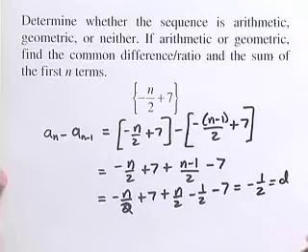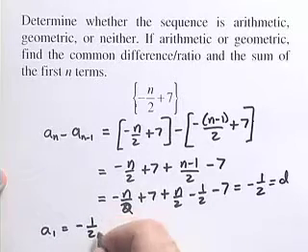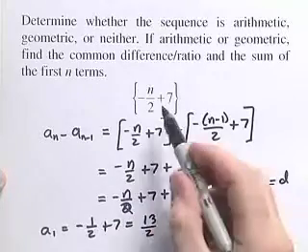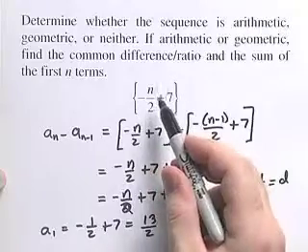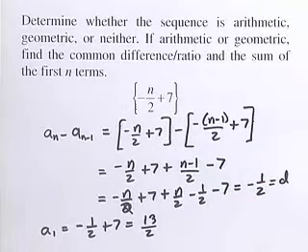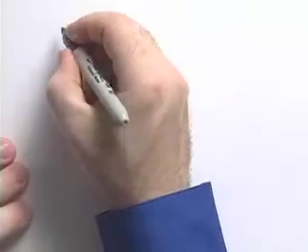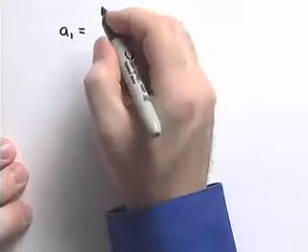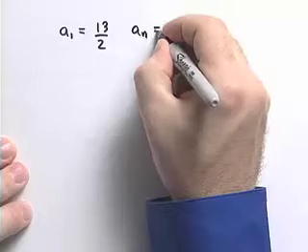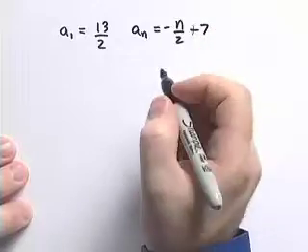The first term, a sub 1, will be negative 1 over 2 plus 7, which is equal to 13/2. We're given the nth term in this form of our sequence, so we can use our first term and the nth term to find the sum of the first n terms. I'm just going to rewrite that our first term is equal to 13/2, and that our nth term is equal to negative n divided by 2 plus 7. That's what was given to us in the first place.